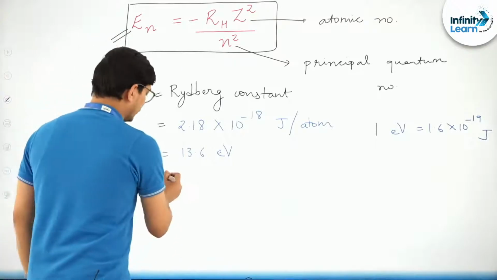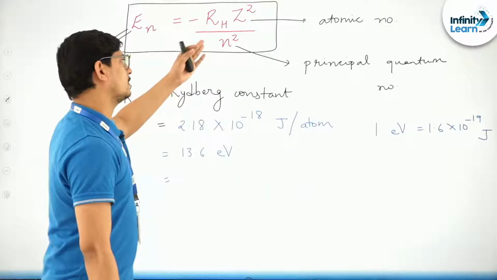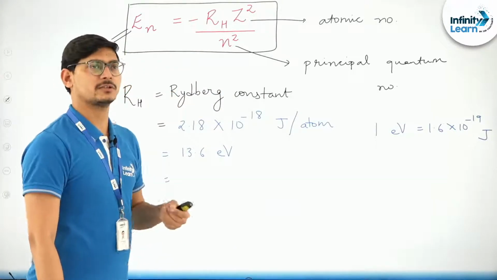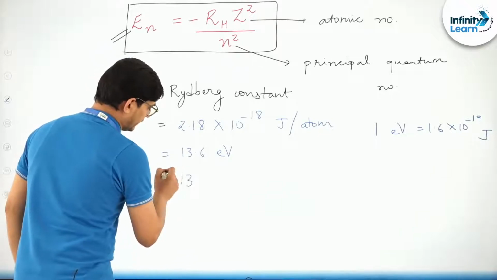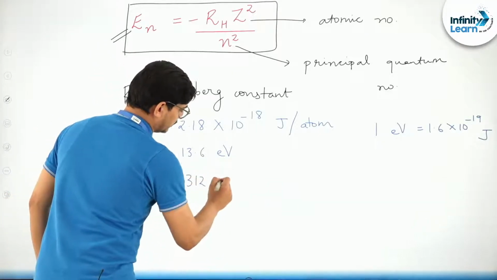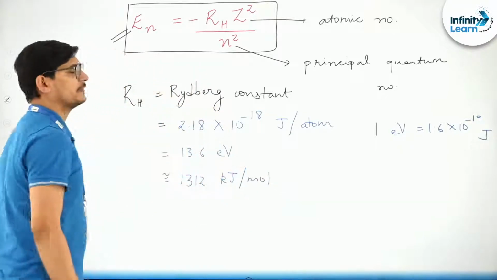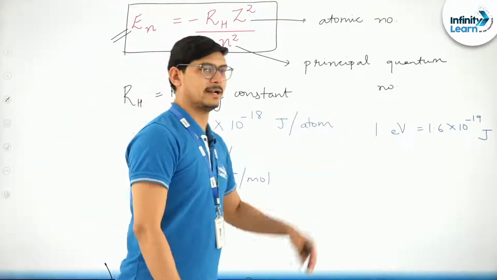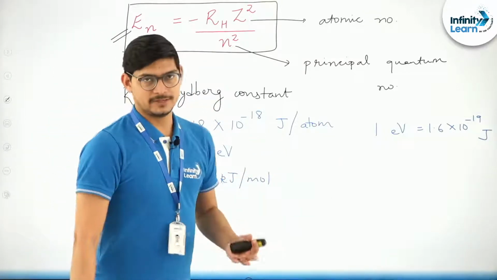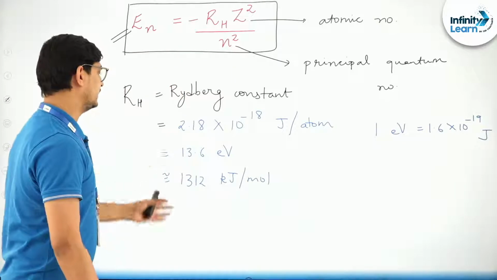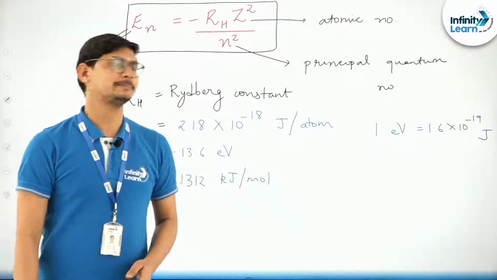Then you can further convert it to kilojoule per mole, because we'll see later that this formula can also be used to calculate the ionization energy. So in terms of kilojoule per mole, this comes out to be approximately 1312 kilojoule. And then you can convert it to wave number, E is equal to hc by lambda. You can convert to wave number, wavelength, in whichever unit you feel like. But these are the three values that you guys should remember. They are very frequently used, okay?